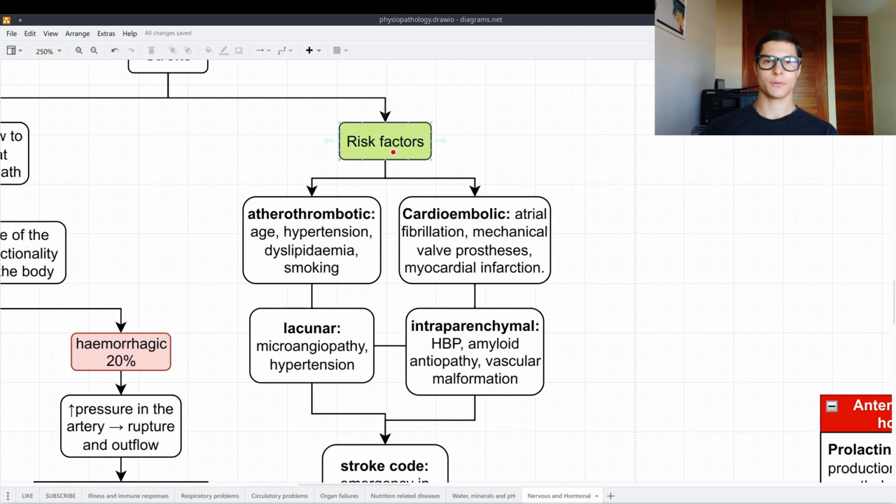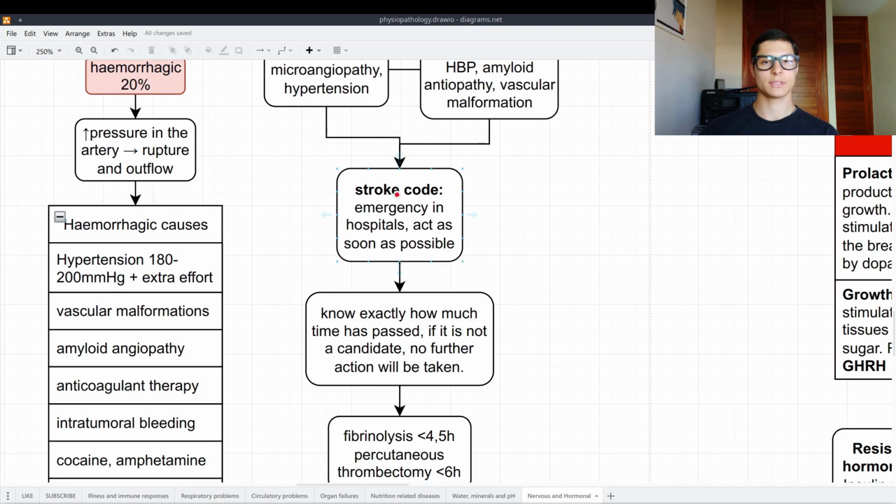What are the risk factors for strokes? Age, hypertension, dyslipidemia, smoking, atrial fibrillation, mechanical valve prostheses, myocardial infarction, microangiopathy, hypertension again, high blood pressure again, and amyloid angiopathy and vascular malformations. In hospitals, there is this thing called the stroke code. It is an emergency and they have to follow a protocol to act as soon as possible.